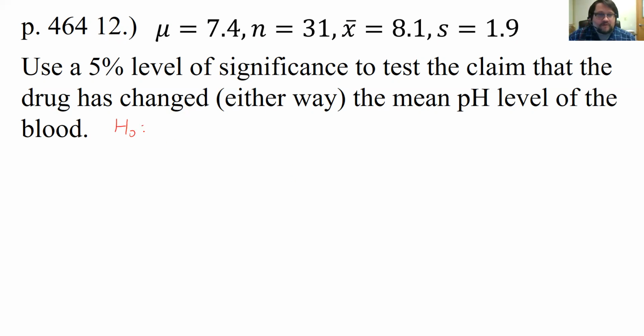So let's do our hypotheses. Our null hypothesis would be that this mean is still 7.4 for these patients. And then our alternative would be that the mean is not 7.4. So this is going to be a two-tailed test.